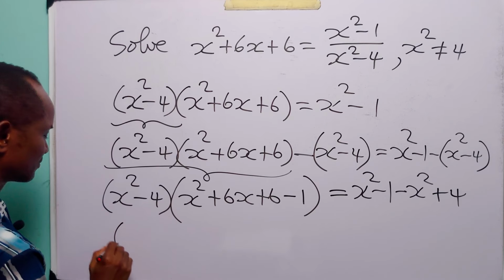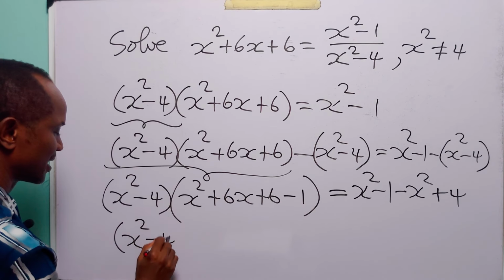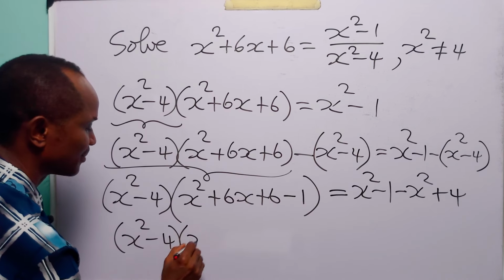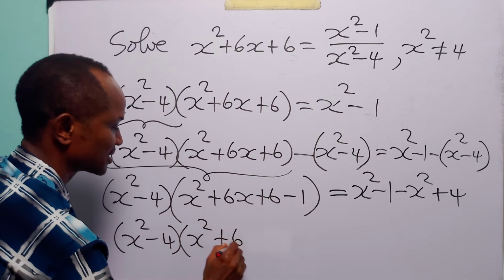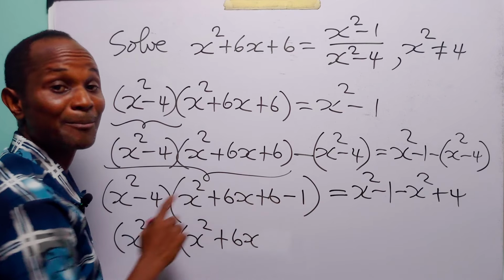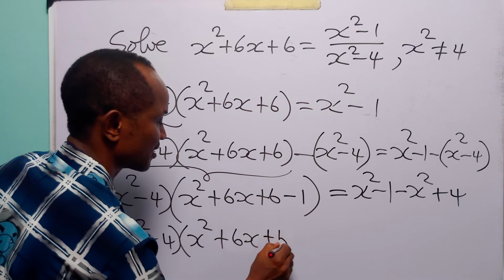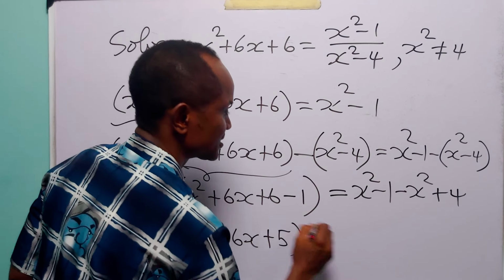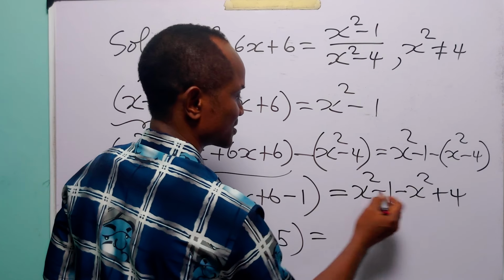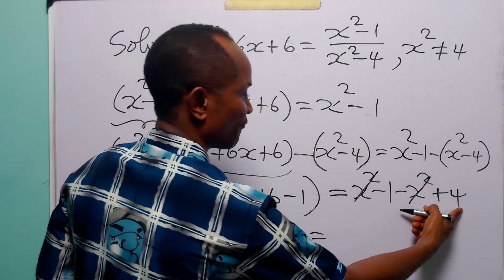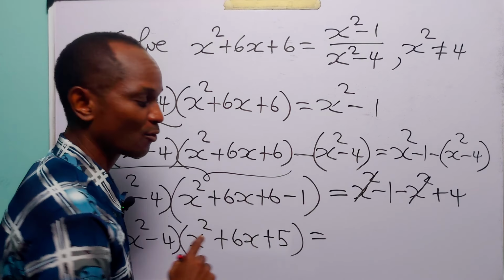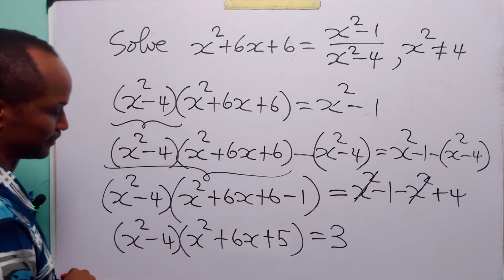Now, here we have (x squared minus 4) multiplied by (x squared plus 6x plus 6 minus 1), and 6 minus 1, of course, is 5. And this is equal to x squared minus x squared, which is 0, and 4 minus 1 is equal to 3.